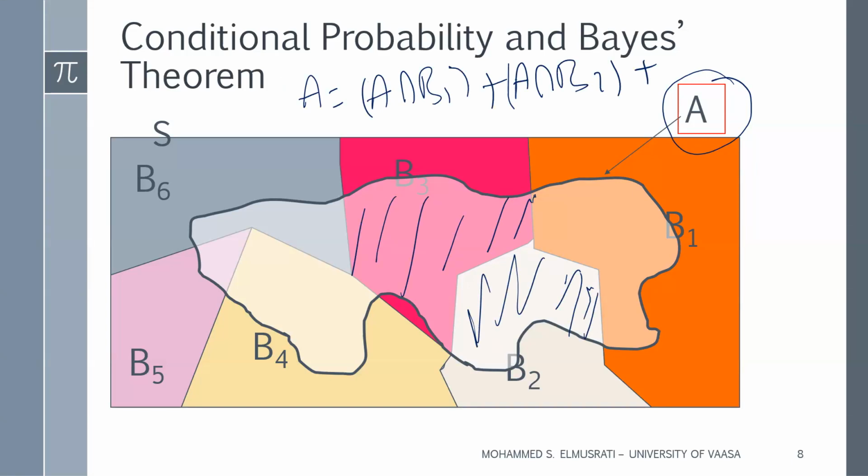So now, the probability of A is the same as the probability of A and B1, or the probability of A and B2, or the probability of A and B3, up to A and B6.